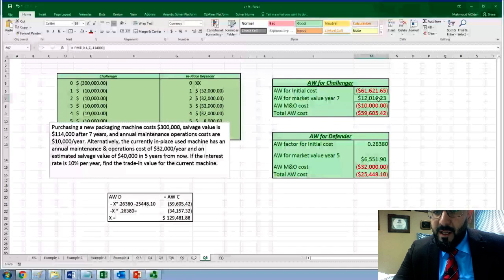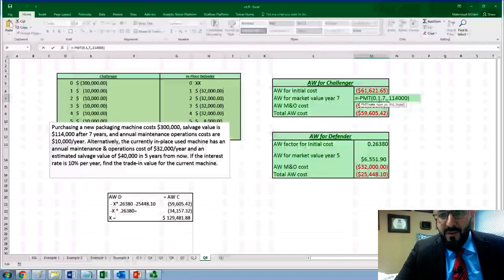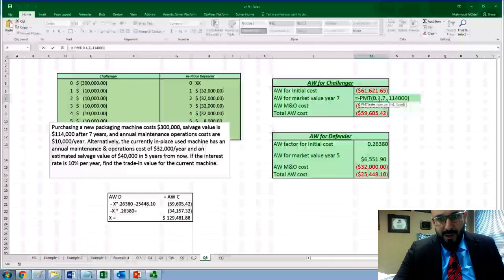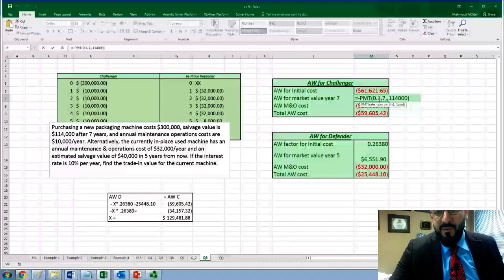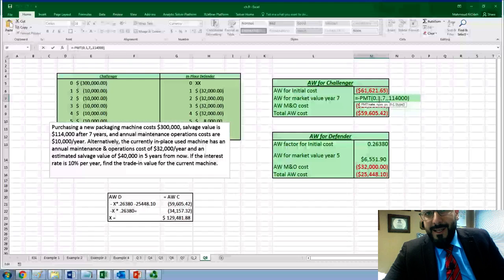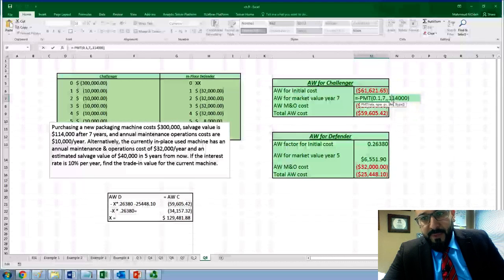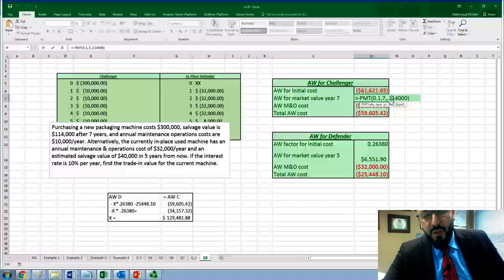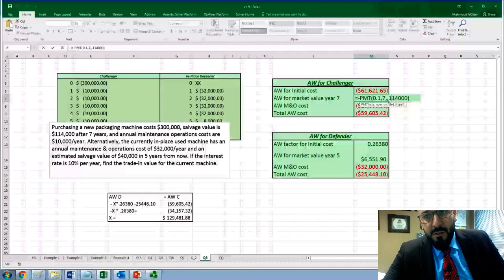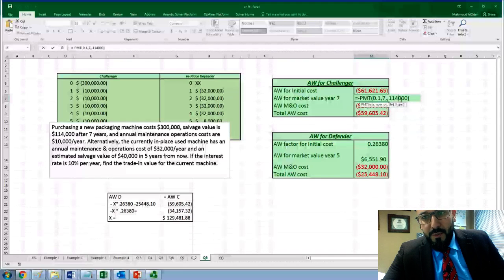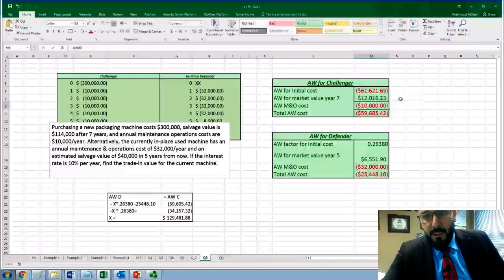The salvage value, we do the same thing. We use the salvage value to find out what would be the equivalent of the salvage value over the years. PMT, 10%, 7 years, and the salvage value is $114,000. And as you know, the salvage value is in the future. It's happening in the future, so we don't put anything in the PV parameter. We put the FV in the parameter.